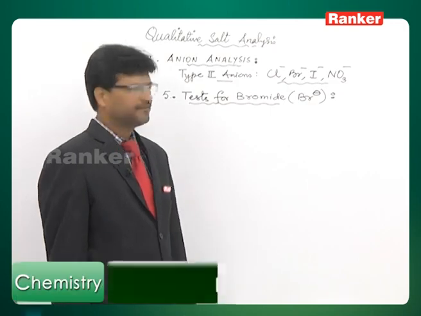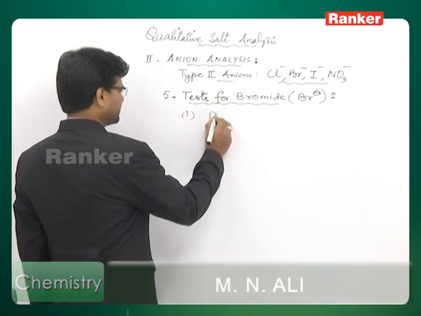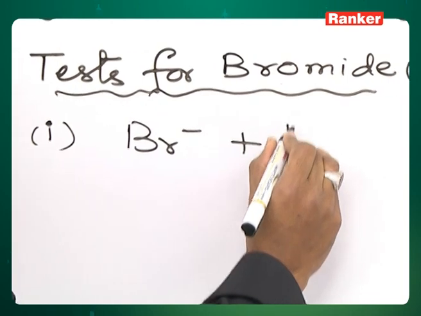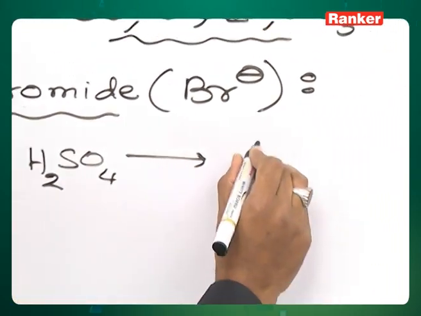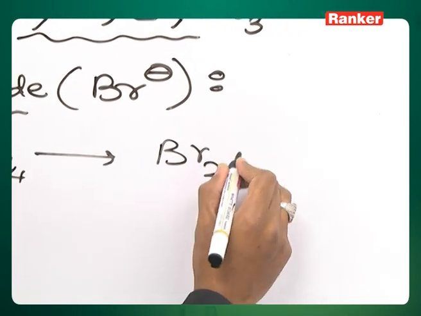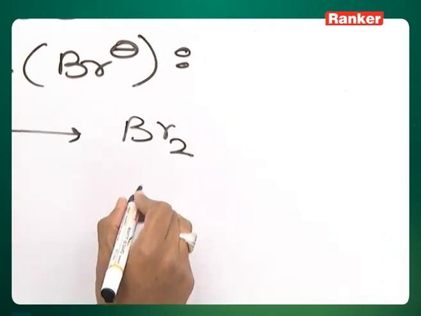Test for bromides. Bromide can be tested like this. Number one, with sulfuric acid. If you add concentrated sulfuric acid to a bromide salt, you get bromine gas, bromine reddish brown fumes.